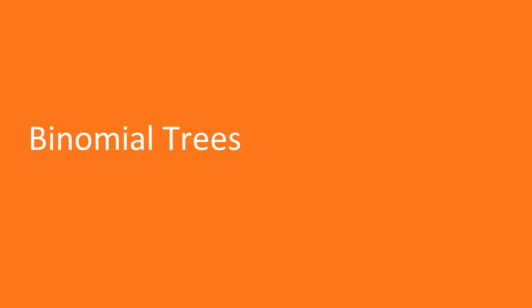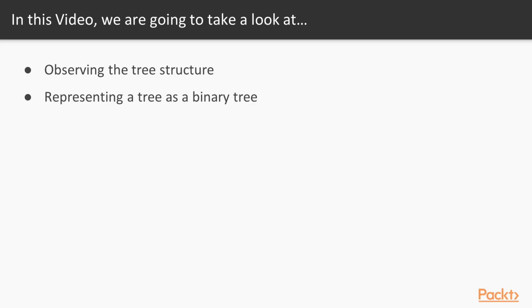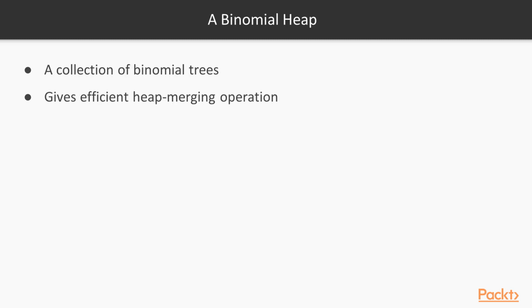Now we move on to the first video of this section that deals with binomial trees. In this video we'll observe the tree structure and see how to represent a tree as a binary tree, with the left pointer pointing to the first child, and the right pointer to a sibling node. A binomial heap is a collection of binomial trees, giving us a very efficient heap merging operation.